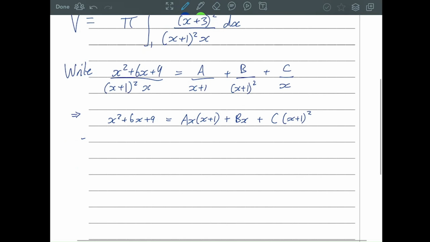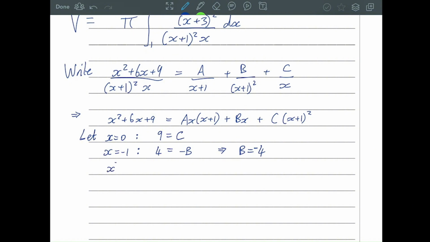I like to pick clever values of x. So if I let x equals 0, 9 is equal to the A term disappears, the B term disappears, and the C term lives. That's just C times 1 squared. If I let x equal -1, and now I'm starting to regret that I expanded out that bracket. If I put -1 into there, I get 4. Negative 1 into the A destroys it, and C destroys it, equals negative B. So B is negative 4.